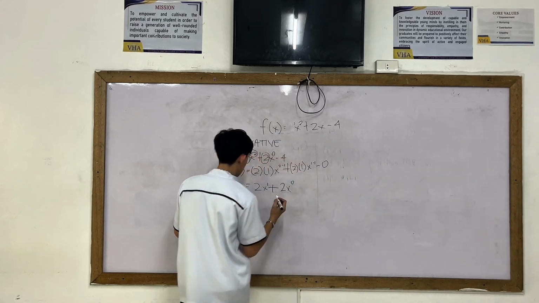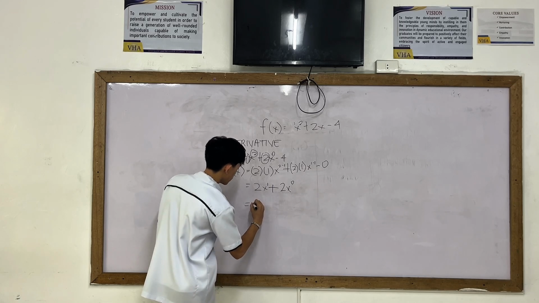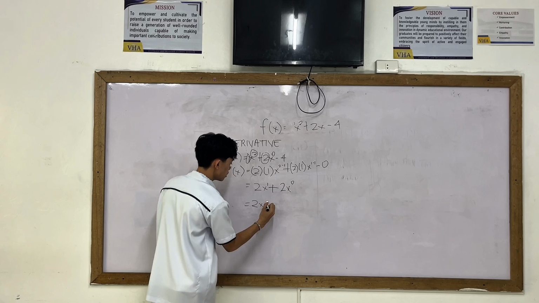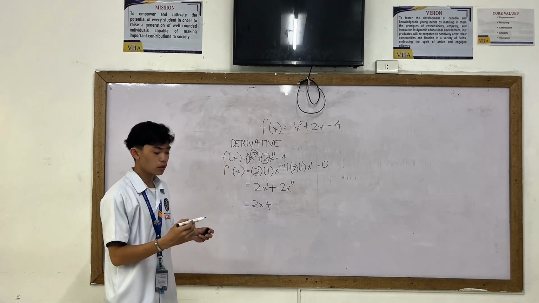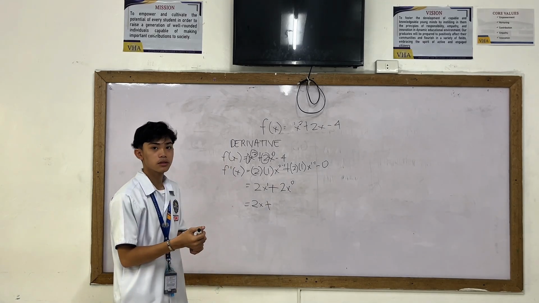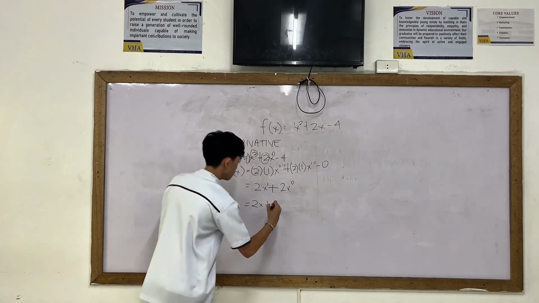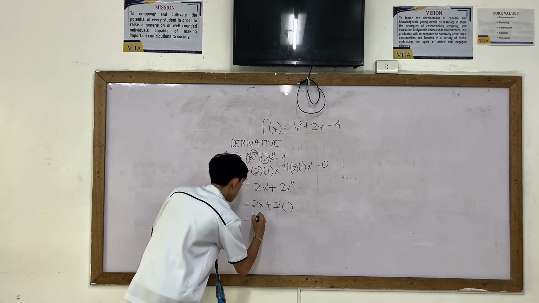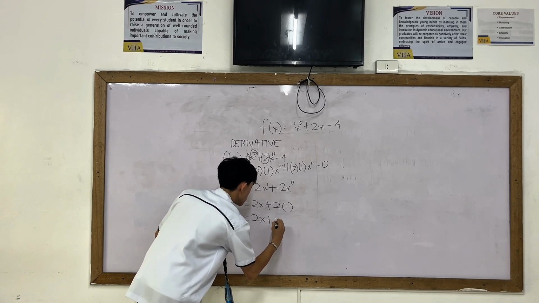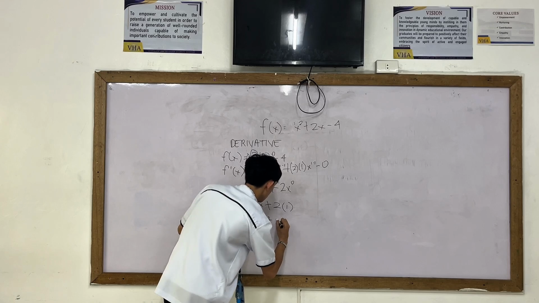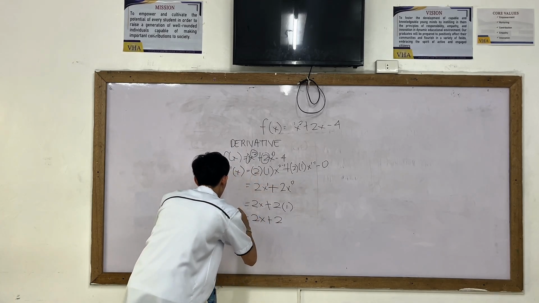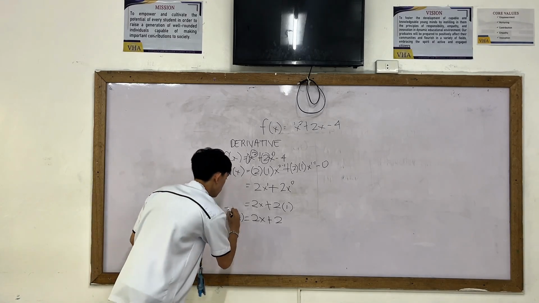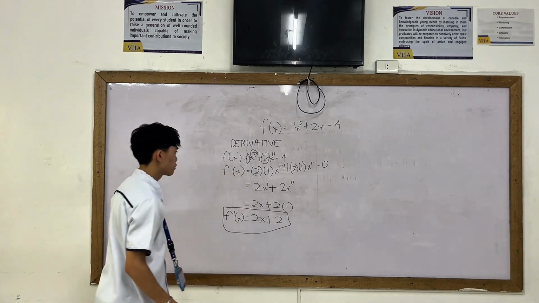So let us simplify this. 2x. We can erase the exponent here since it was 1. Any variable that is raised to 0 will be equal to 1. So 2 times 1. Our final answer will be 2x plus 2 times 1, which is equal to 2. This is the derivative of the given function f of x, x squared plus 2x minus 4.